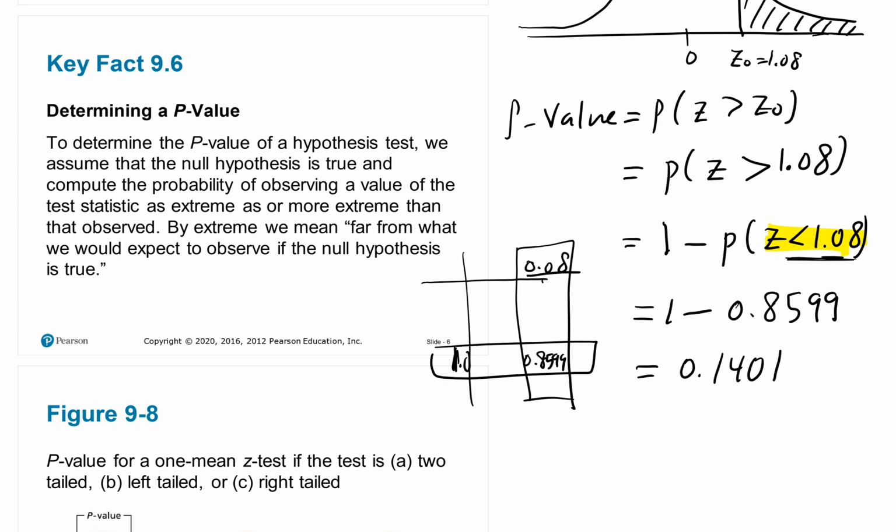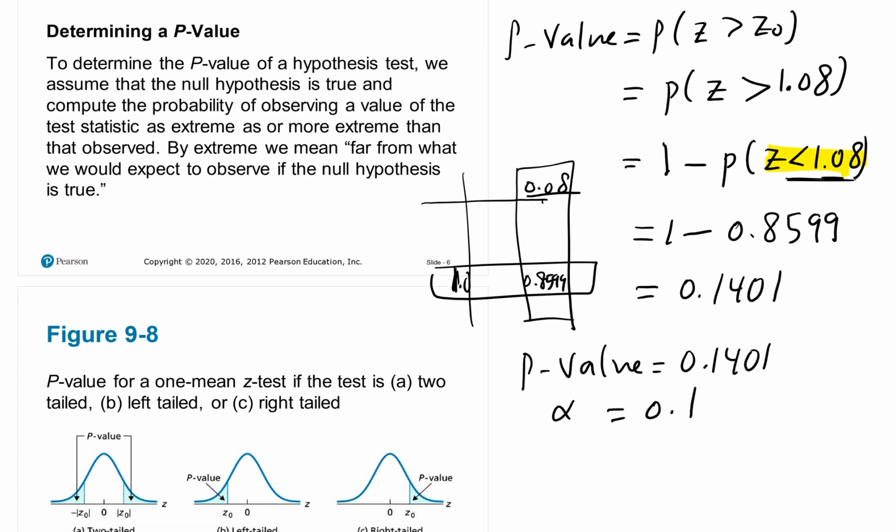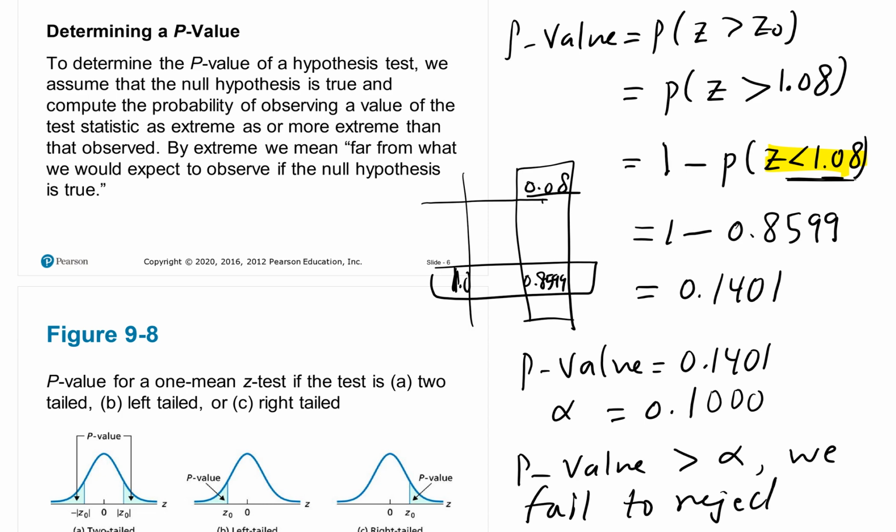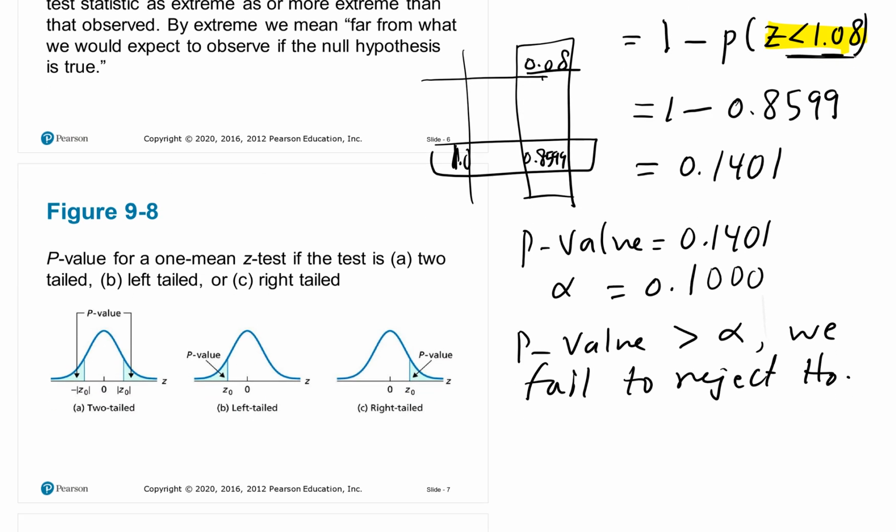Now I'm going to compare the p-value that I just obtained, which is 0.1401, and the given alpha, 0.1. Is the p-value less than alpha? Notice the p-value is not less than alpha, it's bigger than alpha. So we fail to reject the null hypothesis. Fail to reject.